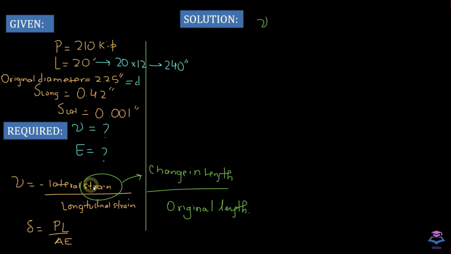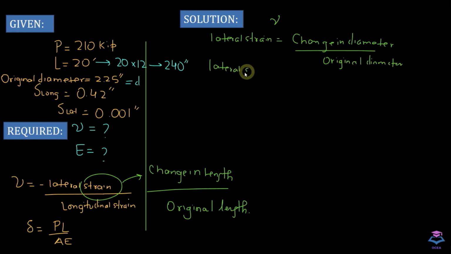So the lateral strain is going to be change in diameter divided by original diameter, whereas longitudinal strain is going to be change in length divided by the original length. Okay, so let's first try to calculate lateral strain. Lateral strain is equal to change in diameter divided by original diameter.